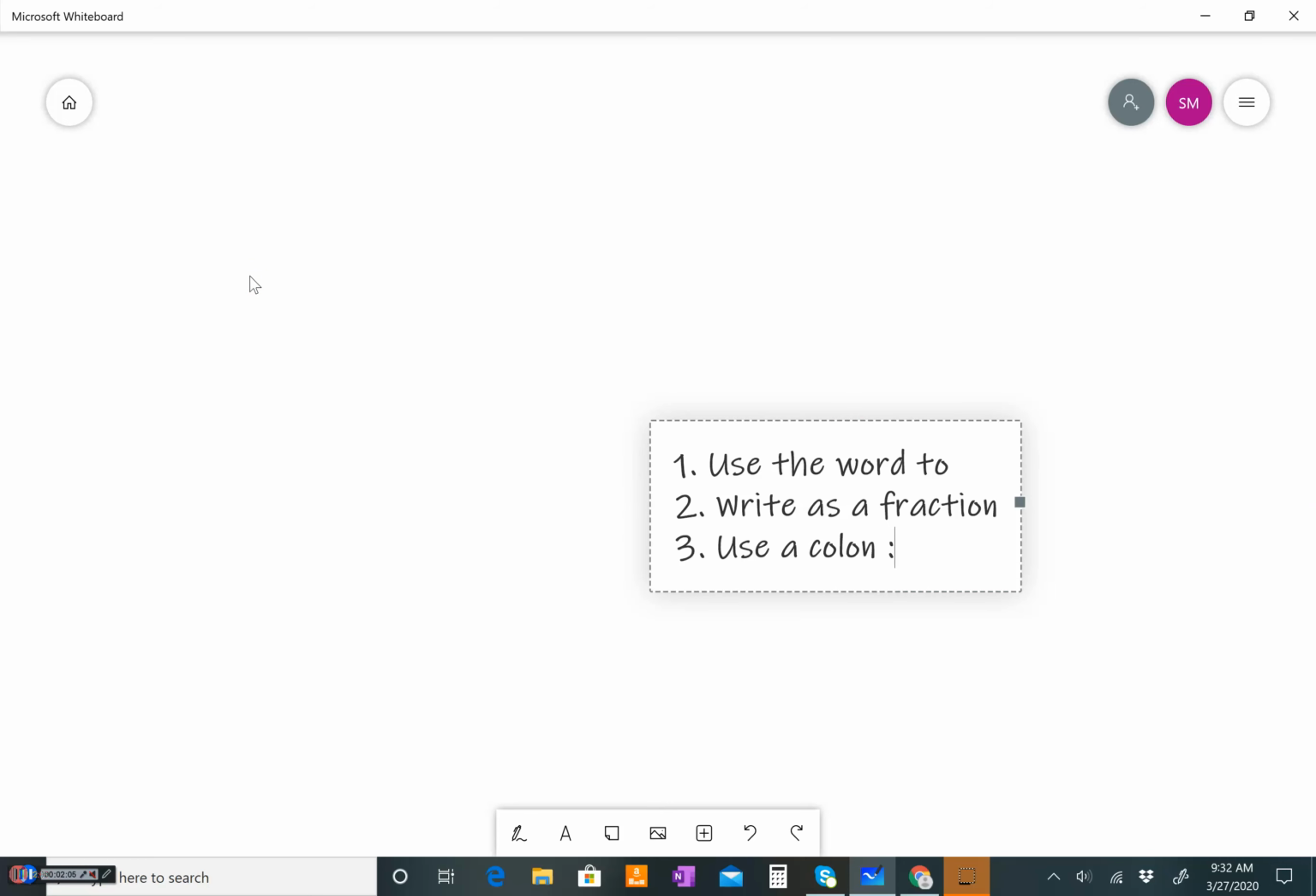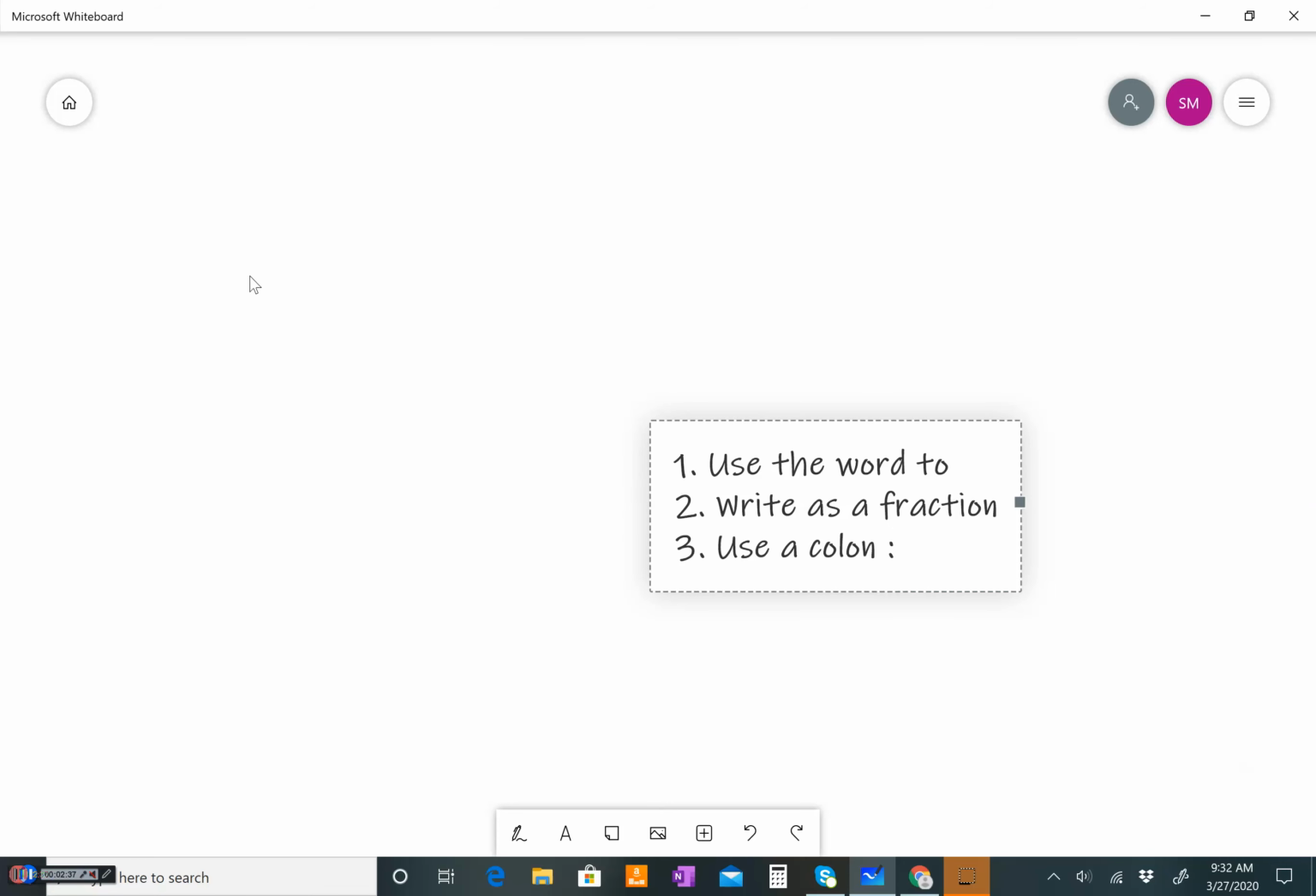So looking at the rules sheet there, we have a couple examples. 5 reds to 4 blues. Okay, you're comparing how many reds to how many blues. 9 to 6, just using the word to, T-O, to compare 9 to 6. 12 to 1. So there are 3 examples for the word to.